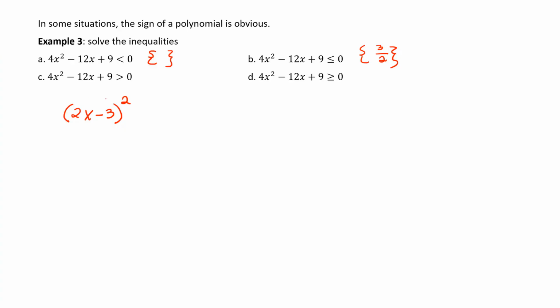For part C, when is it greater than 0? Well, it's always greater than 0 except when it equals 0, which is at 3 halves. So for this one, you would say -infinity up to 3 halves union 3 halves to infinity. And then part D, when is it greater than or equal to 0? And that is everywhere. So that would just be -infinity to positive infinity.